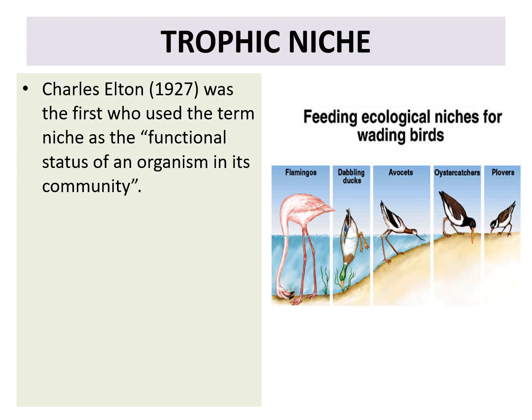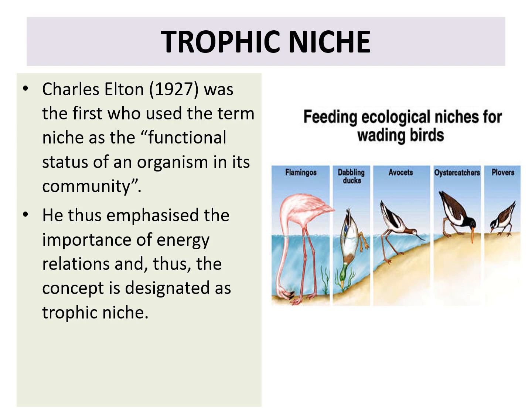Now coming to the second, the trophic niche. John Elton was the first who used the term niche as the functional status of an organism in its community. He thus emphasized the importance of energy relations, and thus the concept is designated as the trophic niche.